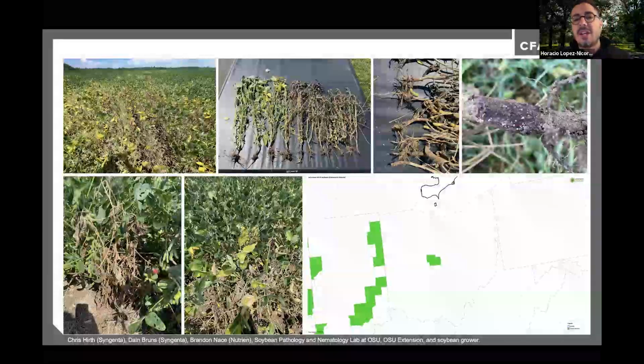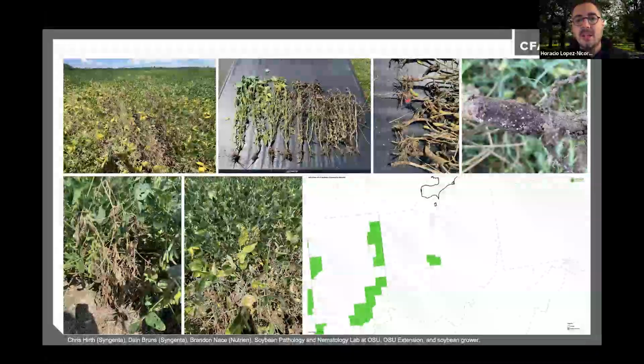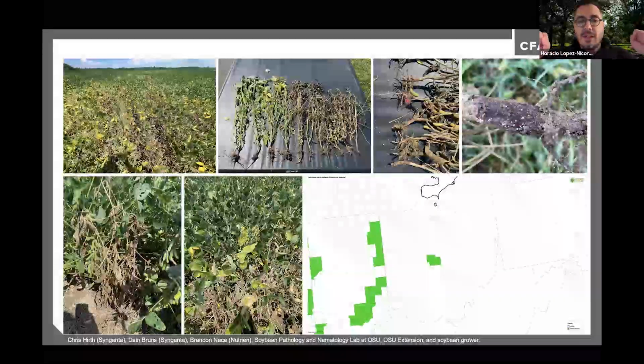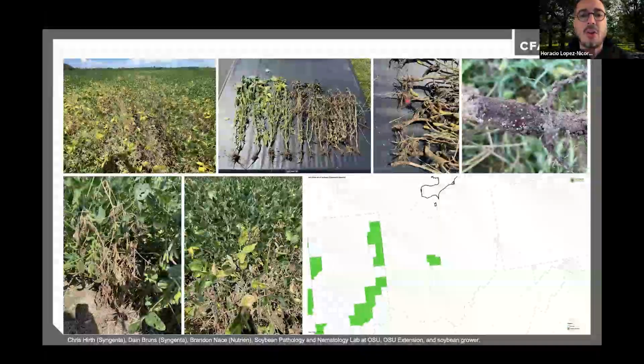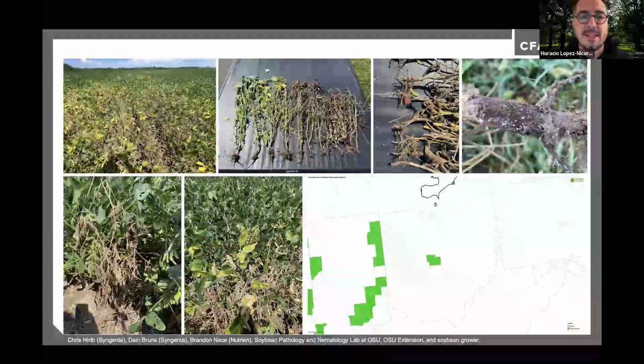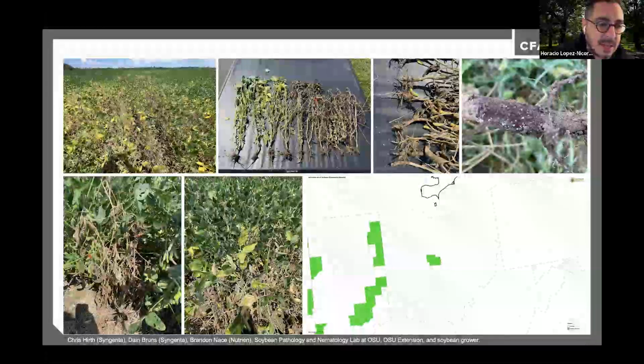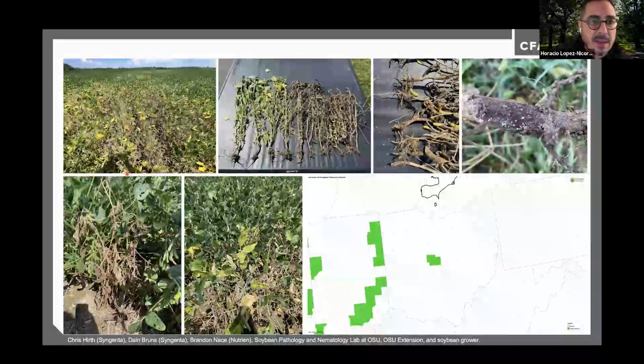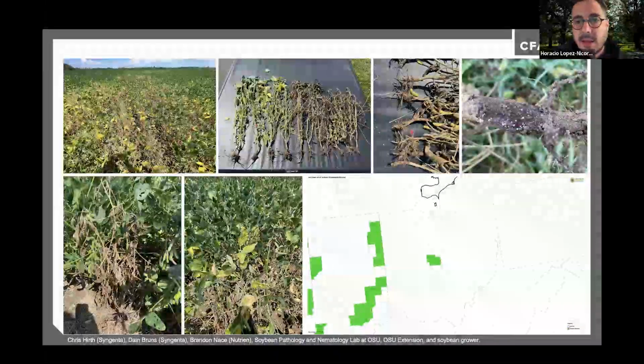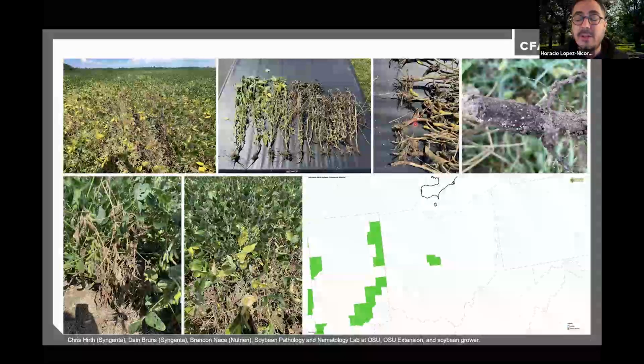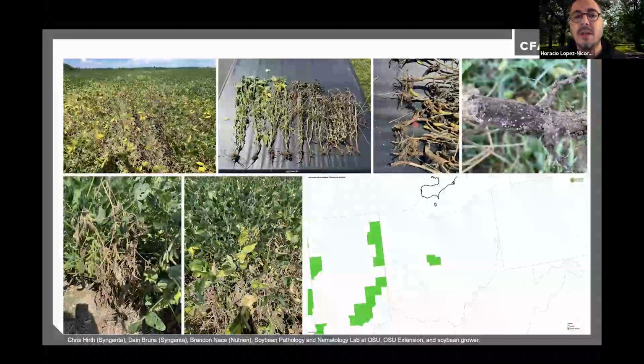Red crown rot is such a good root rotter that all those leaves will just dry out on the plant and stay attached to the plant, as you can see here in this image. This is a field that we visit. You can see pretty severely affected, and you can see that reddish discoloration on the crown, on the base of the plant. You need to go below the canopy to actually make a diagnosis here.